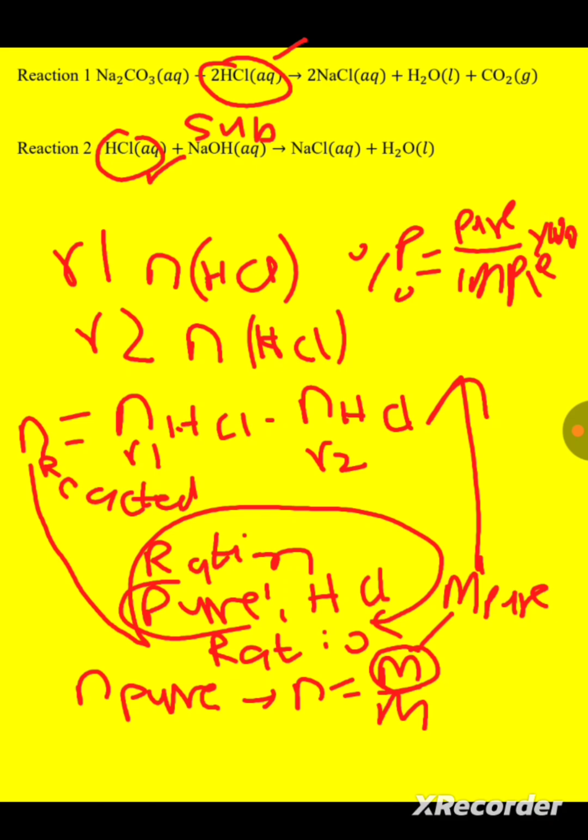Then that's what you actually do. Reaction 1, reaction 2, for the substance that is repeating, subtract those two number of moles to get the reacted number of moles. Then you do ratio with the pure substance, okay, using the reacted number of moles. Then you would find the number of moles of pure substance now. Now you get the mass of the pure substance using this formula. Then you come to percentage purity.